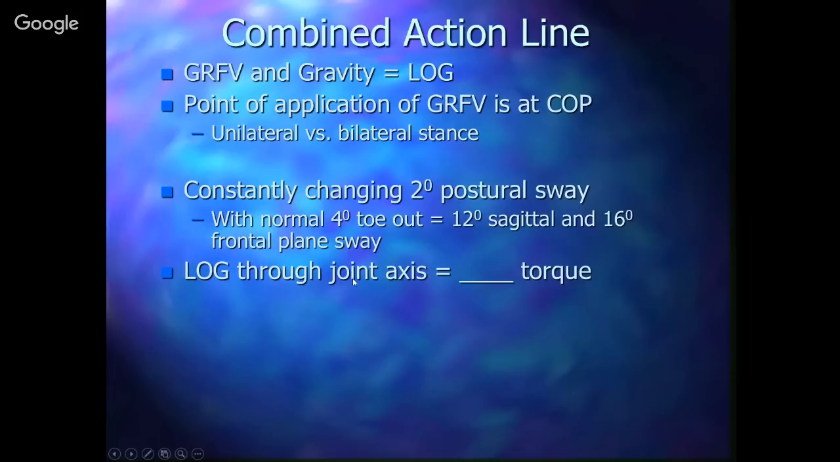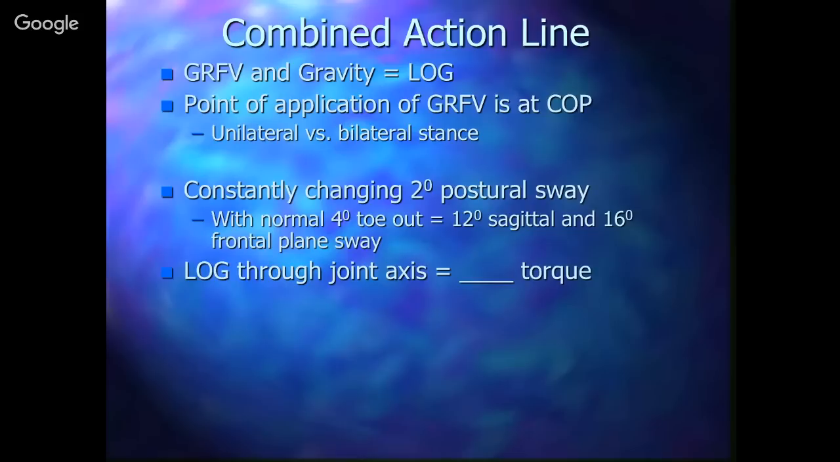If the line of gravity is through the joint axis, directly through the joint axis, how much torque do you think is going to be generated by gravity? What is the moment? What is the potential torque of gravity if it falls directly through the joint axis? Pause this if you need to think about it. If you're there already, hopefully you know that that blank should be filled in with the number 0, right? 0 torque.